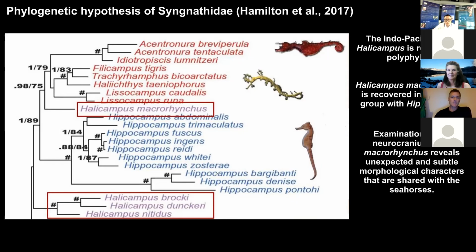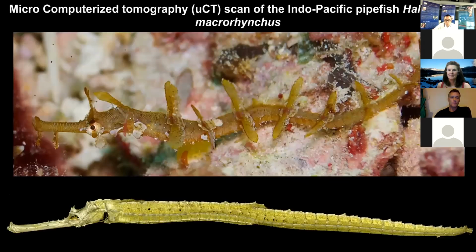Next slide, please. So here's a typical representation of a live Helicampus macrorhynchus, and below is a CT scan of a full body of one. And as you see already, the long snout and some of the characters of the neurocranium suggest it is different from other pipefish. Next slide.